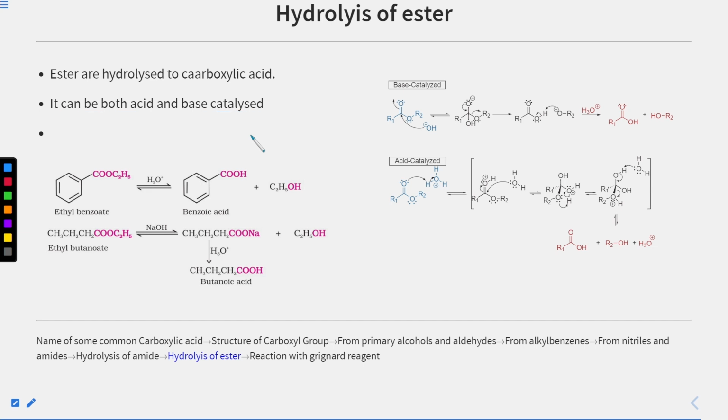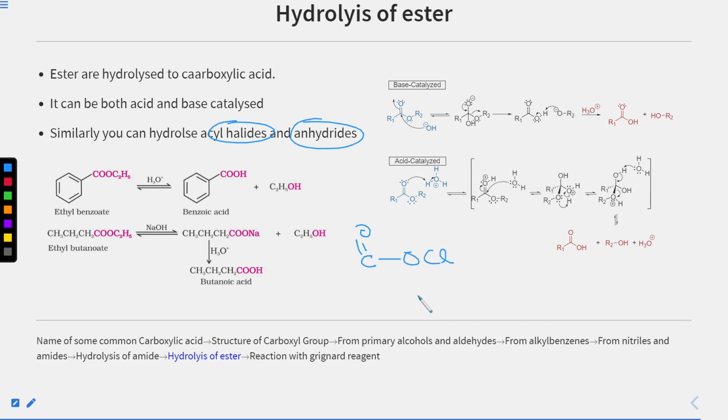One more important point here is that we can similarly hydrolyze acyl halides and anhydrides also. So acyl halides look like this. I have mentioned this structure earlier also, and I'm mentioning it again. So this is an acyl halide or anhydride.